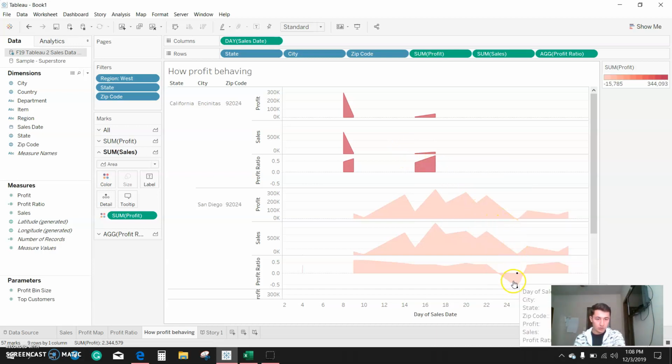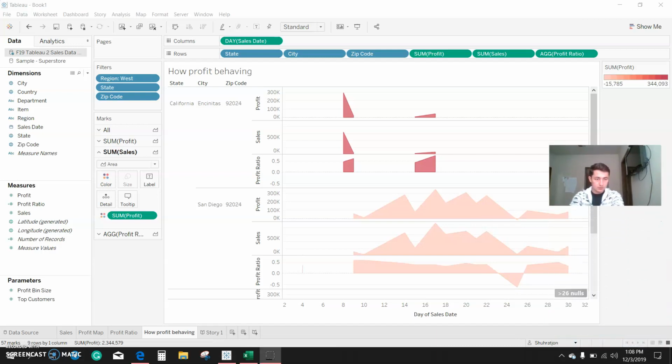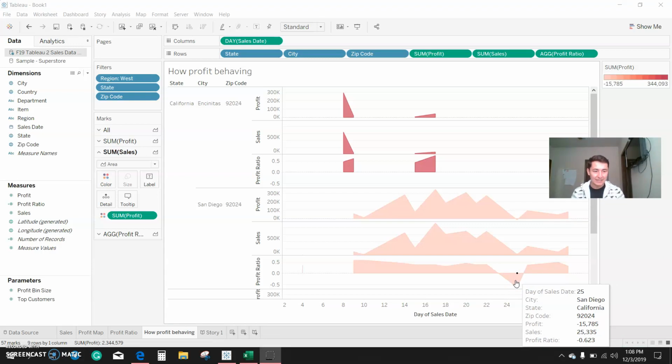And notice here it went down. Let me move this so you can see it. Notice here it went to negative 62%. They took a loss on that sale day. And as you can see, there's a sale. They sold 25,000 worth of product, but profit went to negative 15,000. Since they're nearby, the location should not be the difference. It probably has to do with how the management is managing the cost and how they're working in their area.